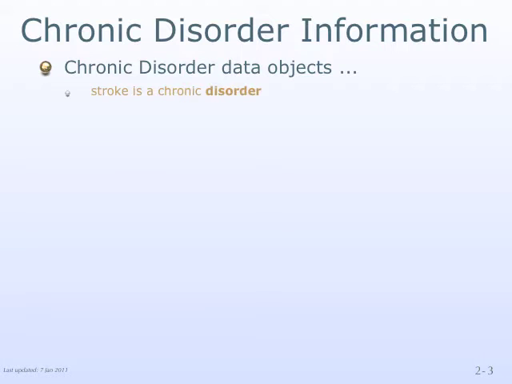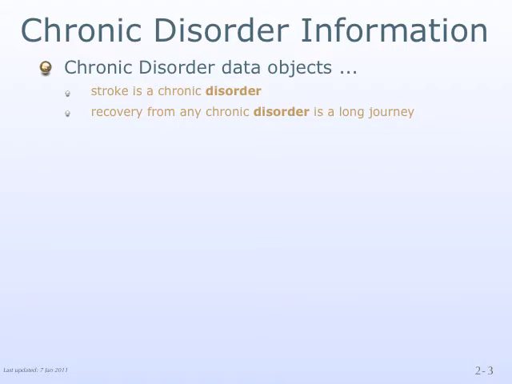The next group of data object classes represent information about stroke as a particular case of a chronic disorder. So we have things called chronic disorder objects. Now, stroke is a chronic disorder that affects roughly 35,000 Australians each year, along with the hundreds of thousands of stroke survivors and carers who have suffered strokes in previous years.